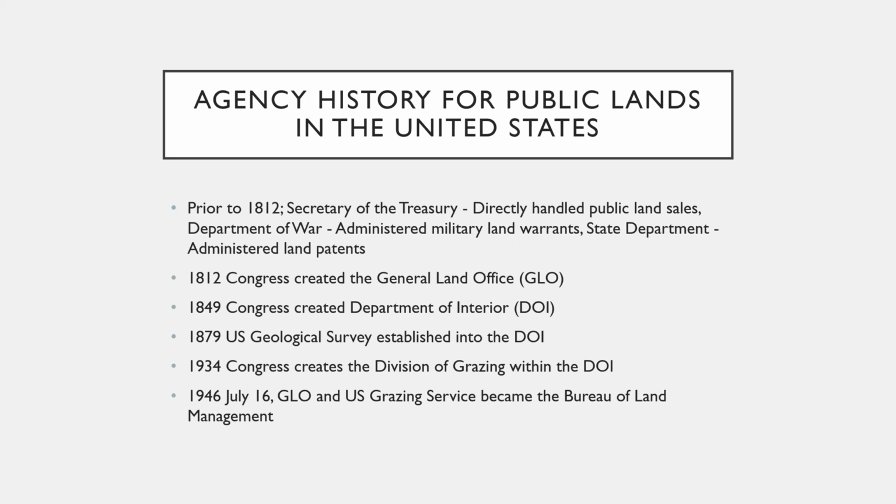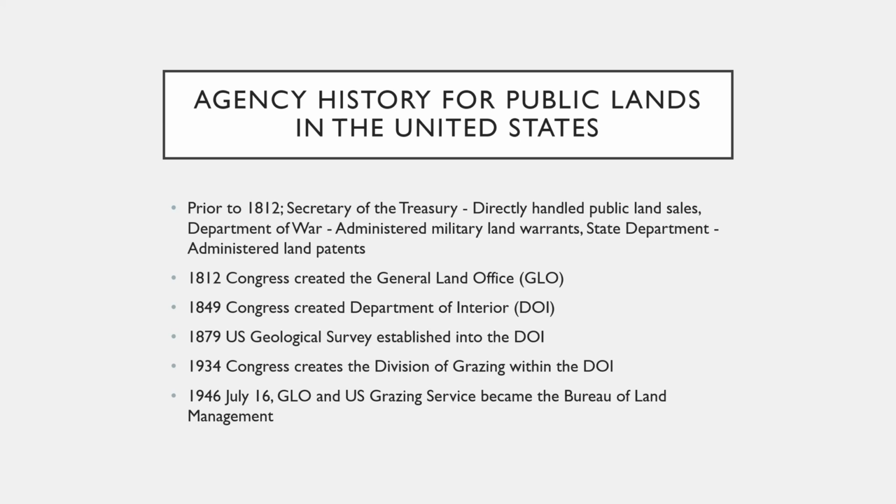With agency history for public lands in the United States, prior to 1812, the Secretary of the Treasury directly handled these public land sales. The Department of War administered military land warrants, and the State Department administered land patents. In 1812, Congress created the General Land Office. They were to handle the rapidly growing public land business and create the surveys that we will use today.